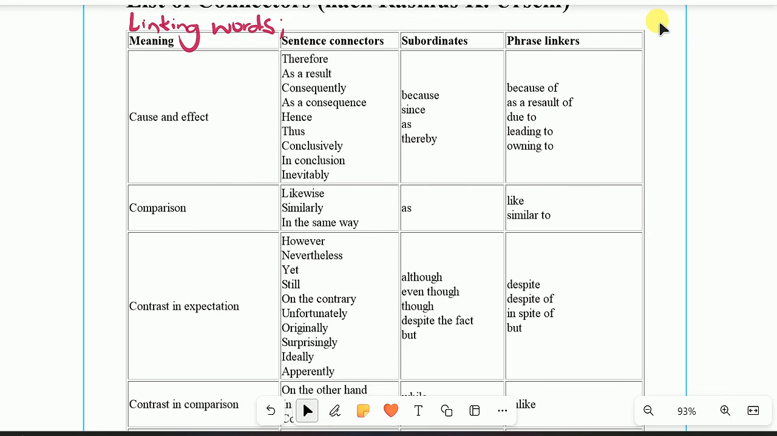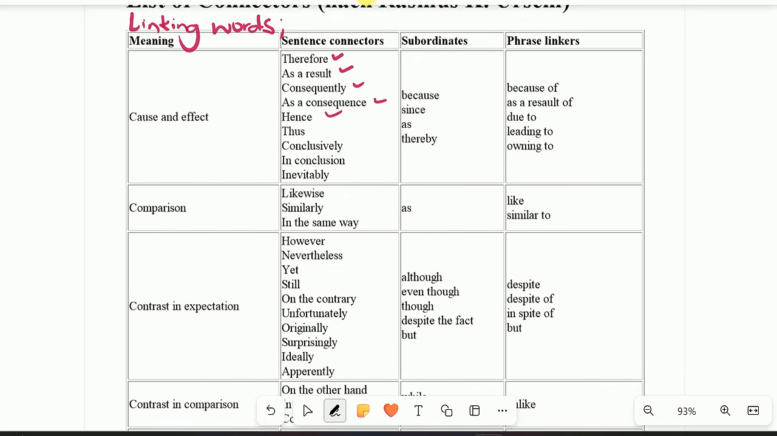The first block that we have is the linking words that show cause and effect. It means something that happens and then the result of that. So we call them cause and effect. The examples are: therefore, as a result, consequently, as a consequence, hence, thus, conclusively, in conclusion, and inevitably.